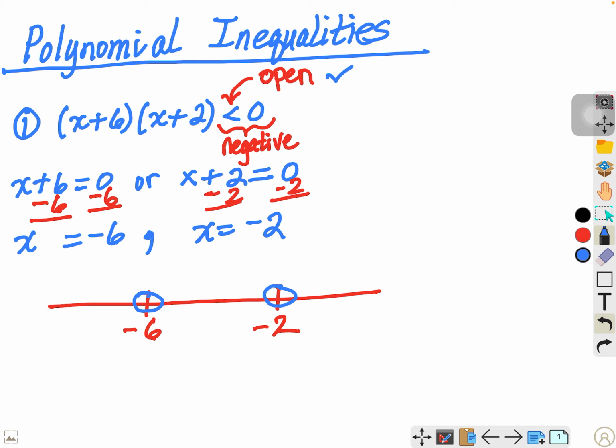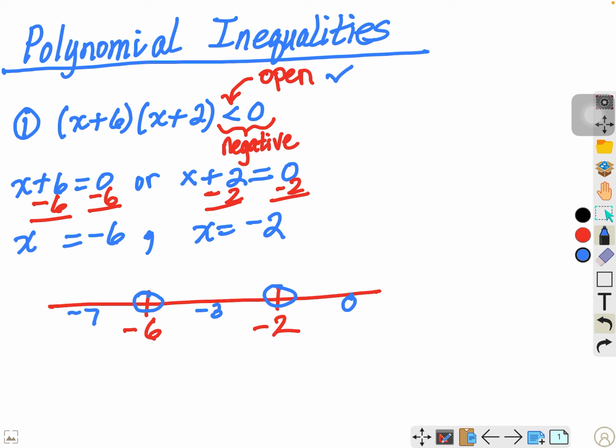And now we need to test whether we're going to get a positive or negative result in each of these 3 intervals. So we're going to need a number other than these critical values. 0 is always a good number, an easy number to test. In between negative 2 and negative 6, we can try negative 3. And to the left of negative 6, we will try negative 7. And remember, we are plugging this into the original inequality.